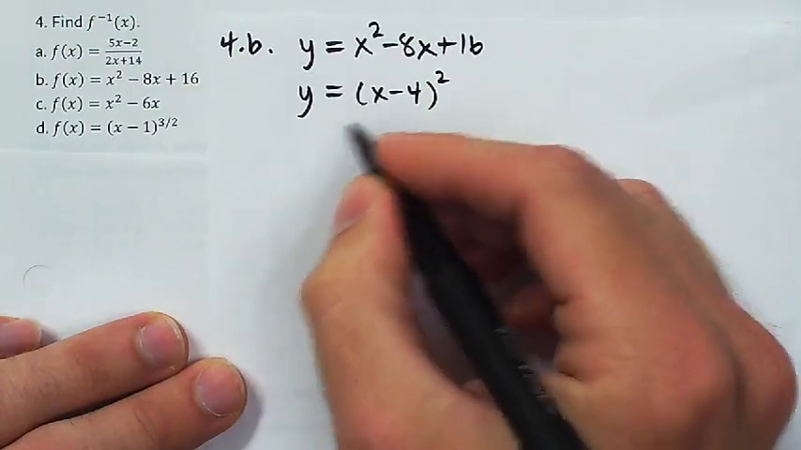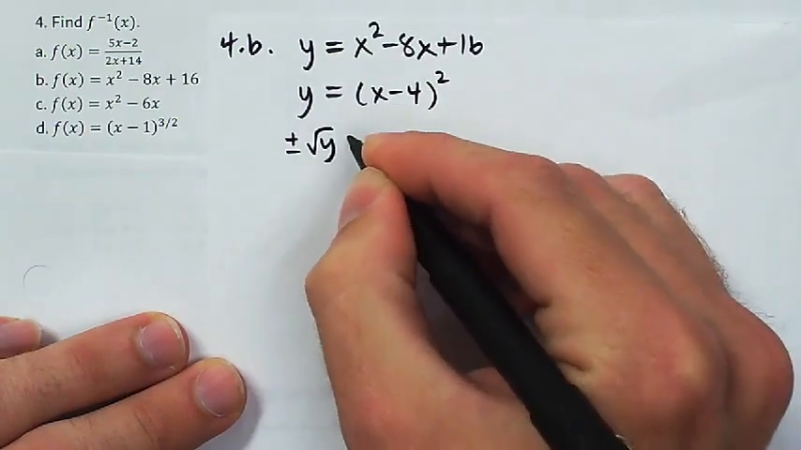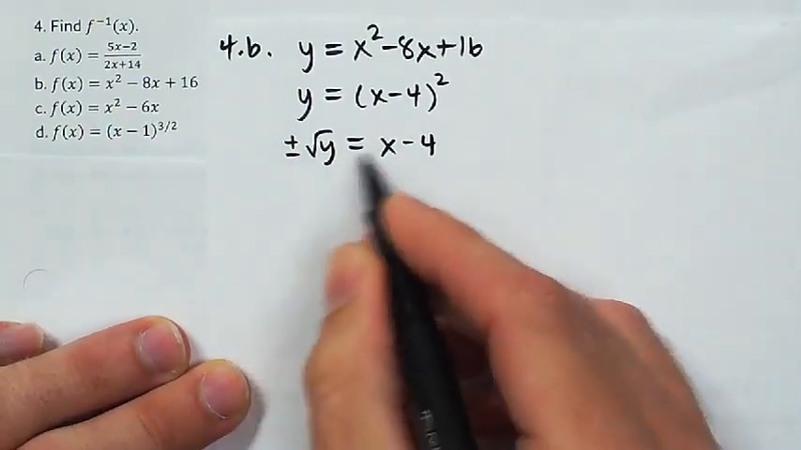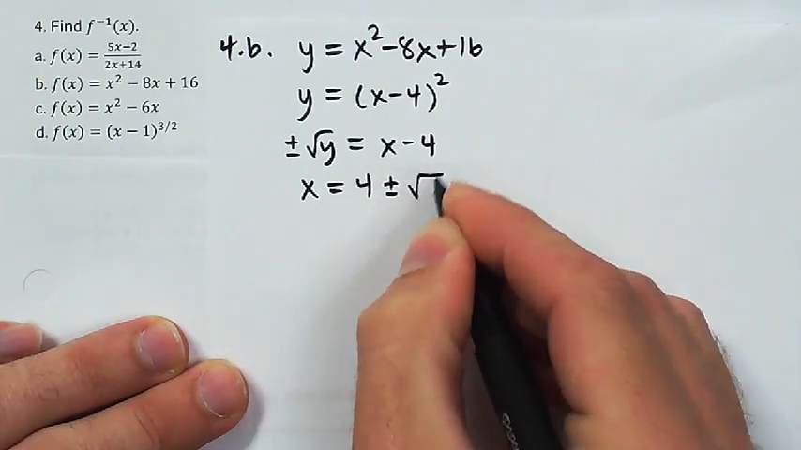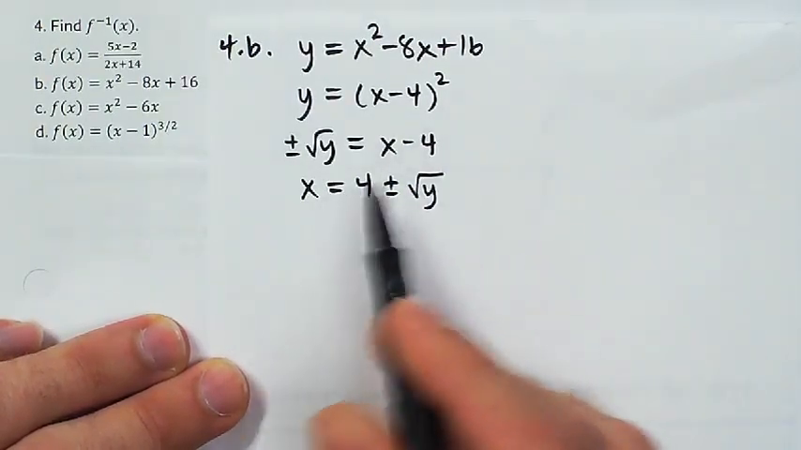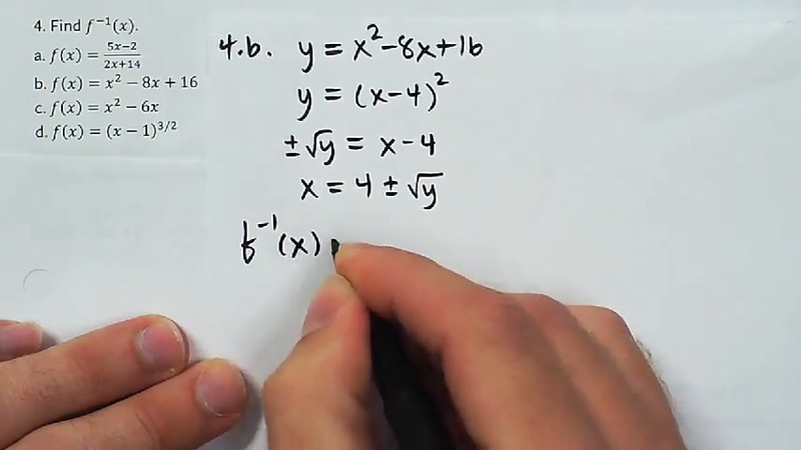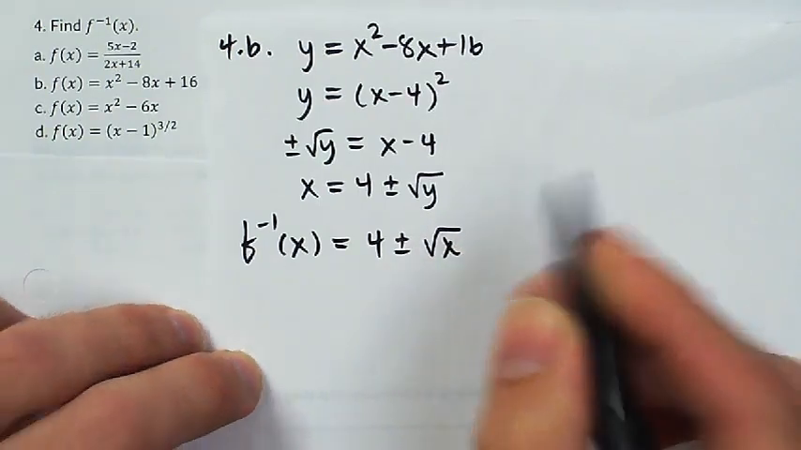I'm going to start by taking the square root of both sides of the equation. So I'll have plus or minus the square root of y equals x minus 4. And I could add 4 to both sides to solve for x on its own. And I'd have 4 plus or minus the square root of y. Okay, that's a rule for the inverse, but if I need f inverse of x, that's going to be 4 plus or minus the square root of x.